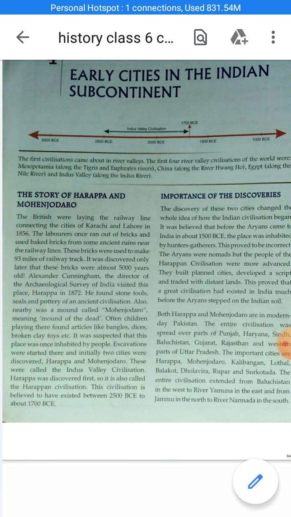Now these civilizations were formed near the rivers. Why were they formed near the rivers? Because at that time, access to water was required for growing crops. So that's why these people lived near the river, as we studied in the previous chapter.